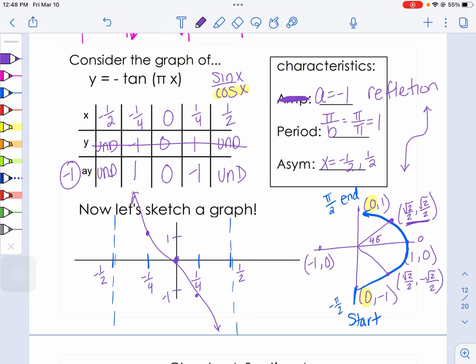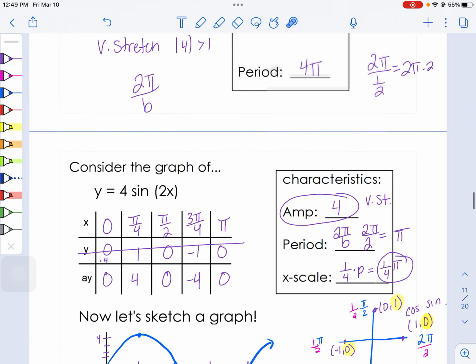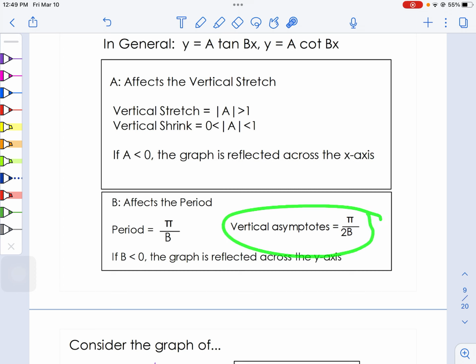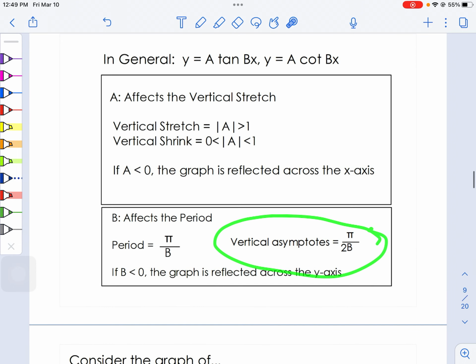If you graph cotangent, you're going to want to make a table from 0 to 180, because cotangent's going to be starting here and going to here, because cotangent is undefined at 0 and 180 degrees. So we'll have to look at that in class. And then there is the equation for tangent. You can find your vertical asymptotes by doing this formula as well, if you wanted to use that.